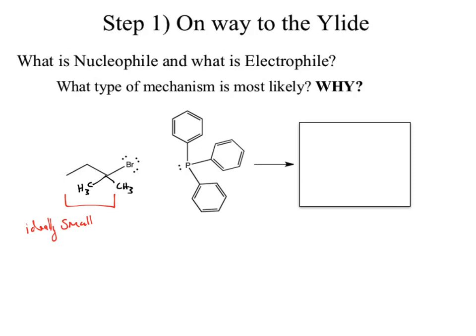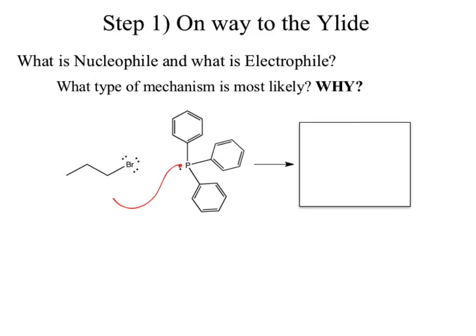If instead we'd done something like this, do we expect to get the substitution? Probably not, because now the phosphine can't attack because they're too sterically hindered. So when we're looking at this initial step, we're aiming for a sterically small alkyl halide to react with that triphenylphosphine.